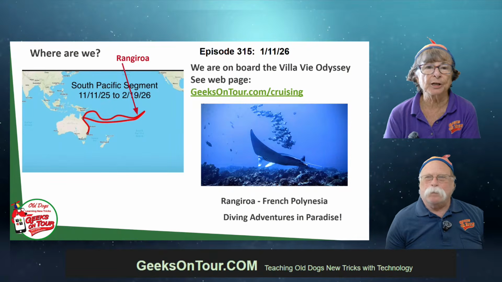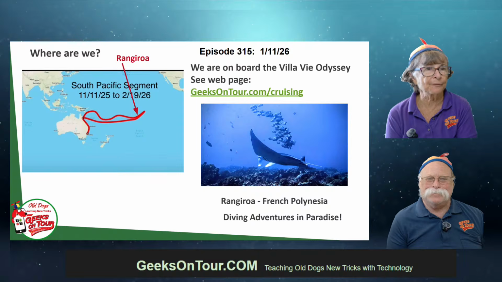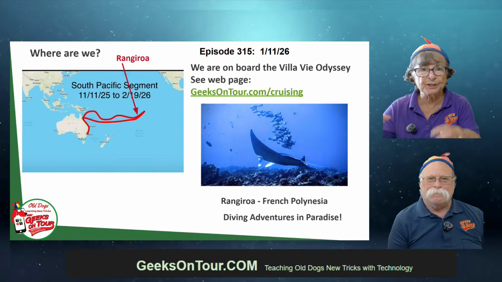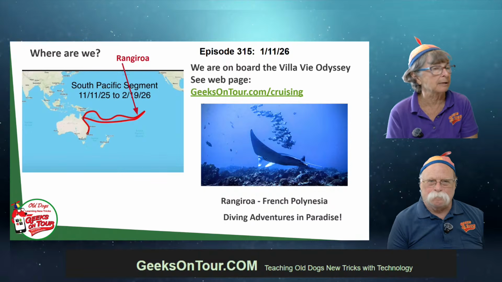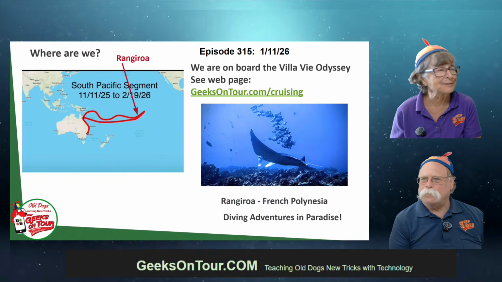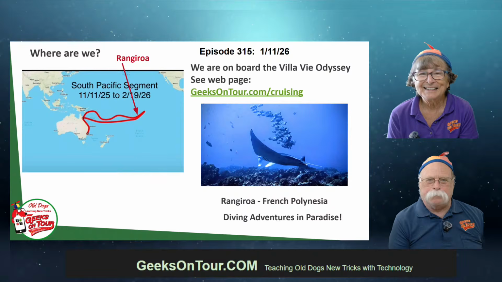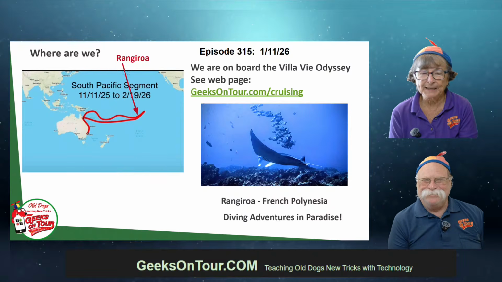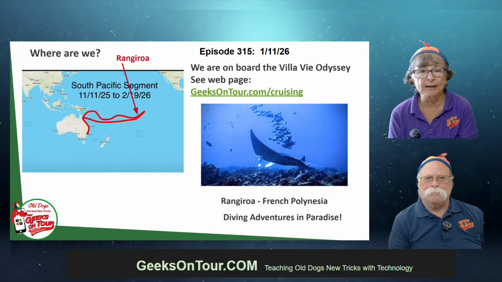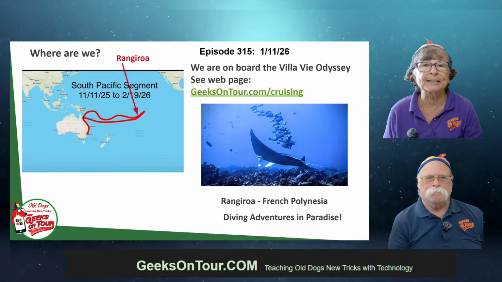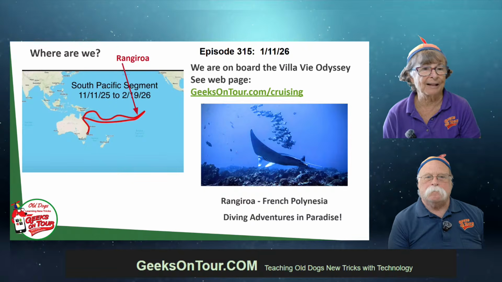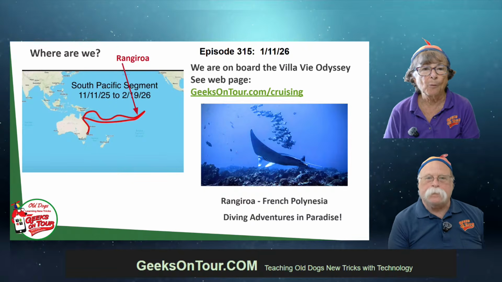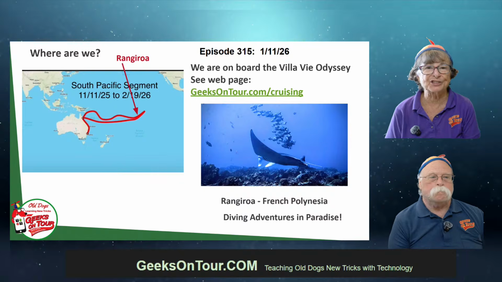Where are we now? Rangiroa, in French Polynesia. French Polynesia is made up of a bunch of different island groups. This one is the Tuamotus, I think, or something like that. If anybody knows, we'll find out. And that picture there is not from here because we're going diving tomorrow, but that's from Fakarava, I think, and we expect to see similar stuff here.